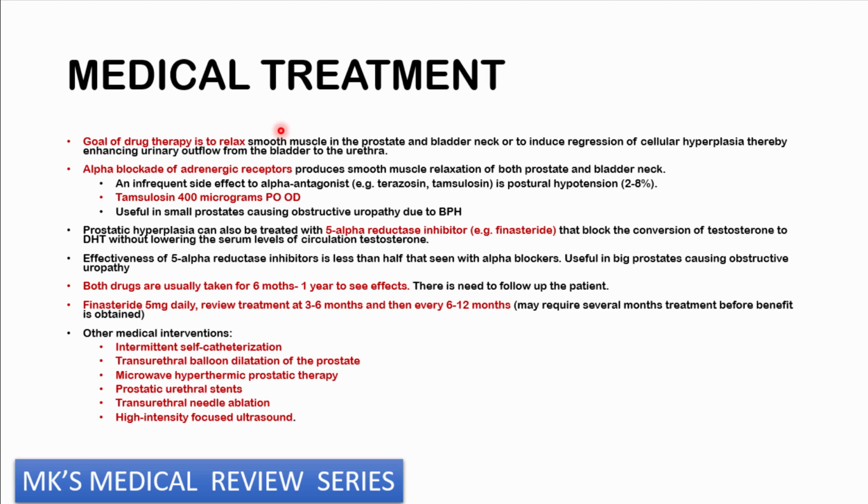And both drugs are actually supposed to be taken for 6 months to a year to actually see any significant effects. So therefore, there is need to follow up this patient in case they may actually go into acute urinary retention. So finasteride 5 milligrams daily, and you may review the treatment at 3 to 6 months and every 6 months to 12 months. They may actually require several months of treatment before they actually get any benefits from these drugs. Other medical interventions include intermittent self-catheterization, transurethral balloon dilatation of the prostate, microwave hyperthermic prostatic therapy, prostatic urethral stents.